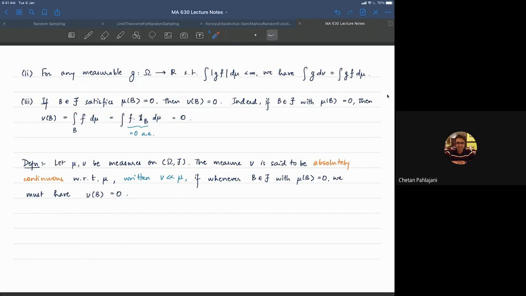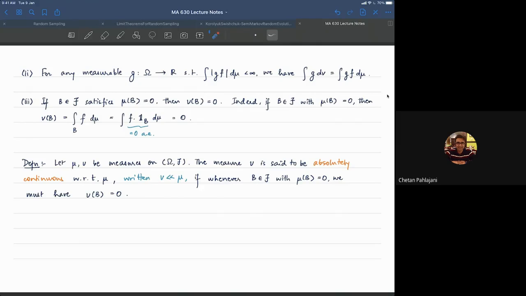All right, so let mu and nu be measures on omega, F. I will say that the measure nu is absolutely continuous with respect to mu, and I will write this symbolically in this fashion, if whenever B is in F with mu of B is 0, then I must have that nu of B is 0. In other words, if there is any measurable set which has mu measure 0, then it definitely has to have nu measure 0.